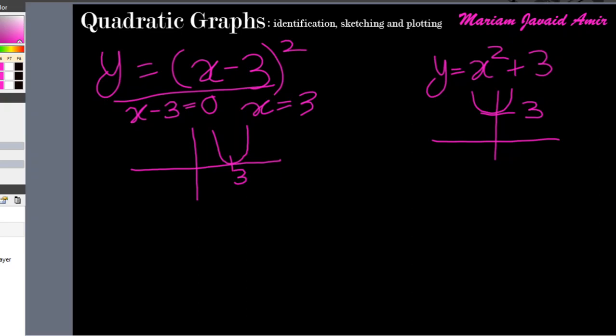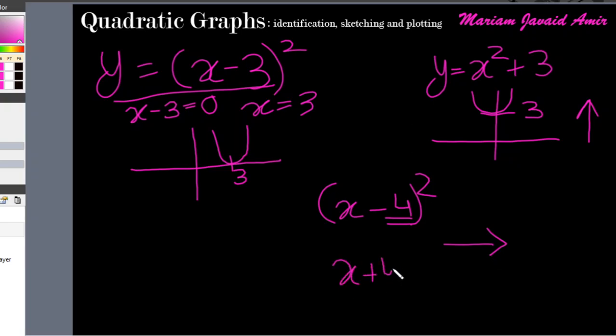Now this -3 inside the whole square will move the graph 3 units to the right. Previously the 3 was moving the graph 3 units up or 3 units down if it were -3. Now when we write a number inside the whole square, this moves the graph either to the right side or to the left side, not up and down anymore. And if it's -4, it will move the graph 4 units to the right on the x-axis. And if it were +4 whole square, it will move the graph 4 units to the left on the x-axis.